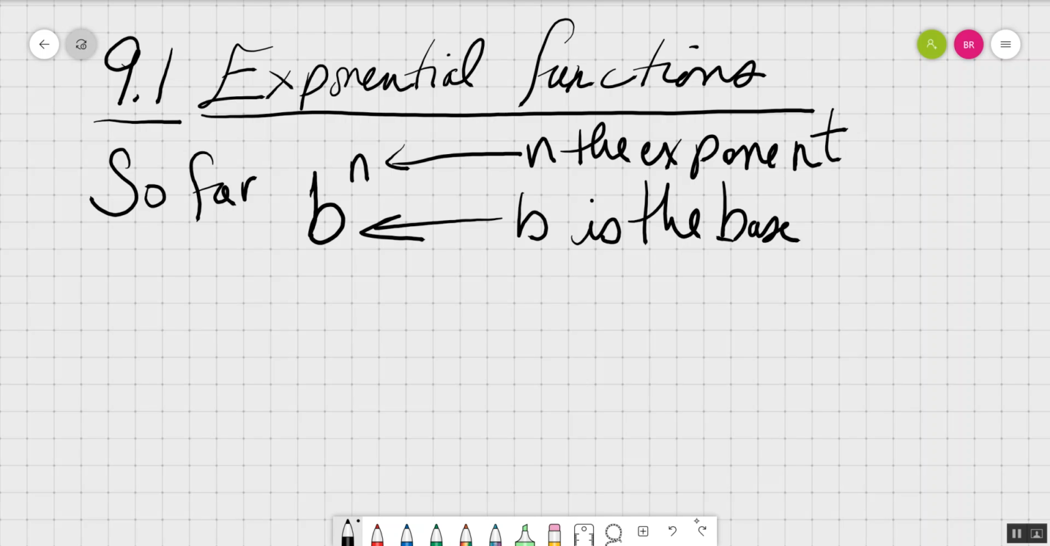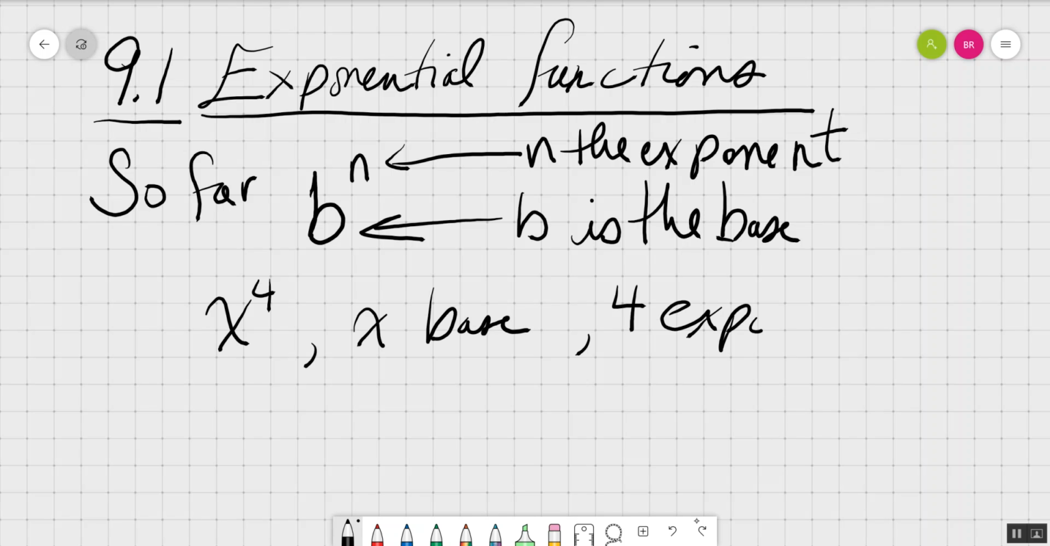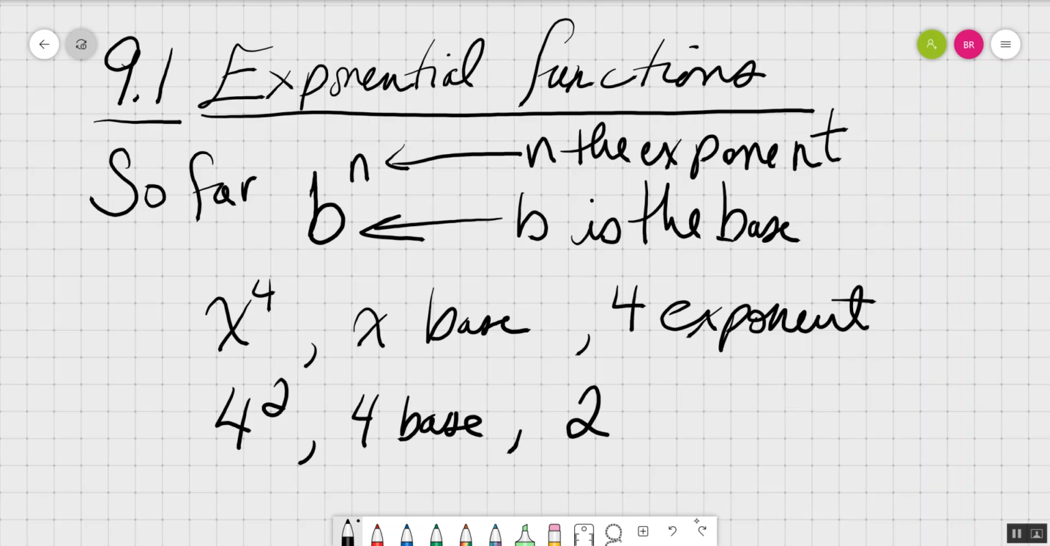So we've seen things like x to the fourth when we've been doing polynomials, where here x was the base and 4 was the exponent. So with this kind of example, our variable was in the base. But we've also done things like 4 squared, where we've had both of the values be numbers or constants. So 4 is the base and 2 is the exponent.